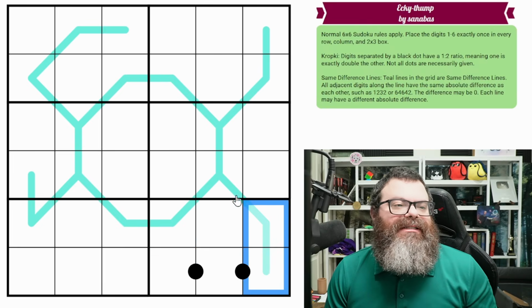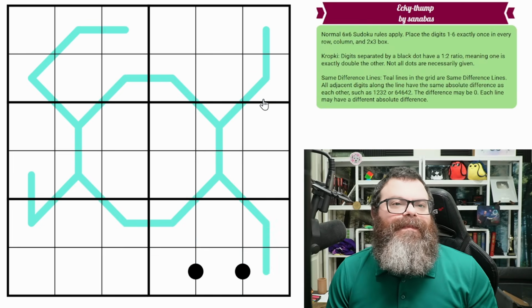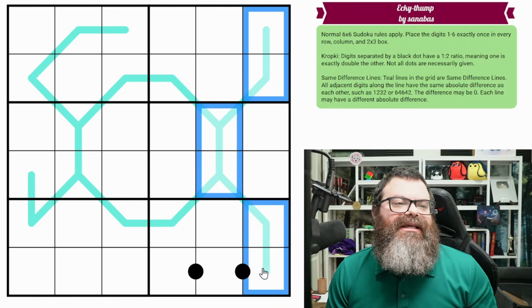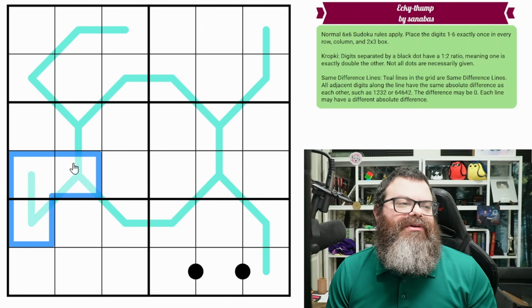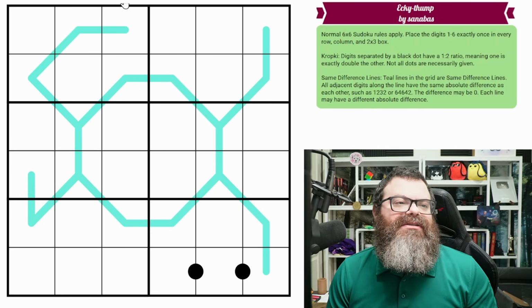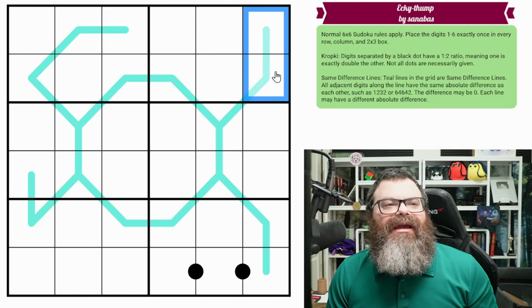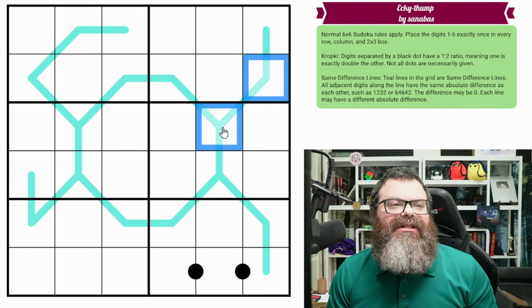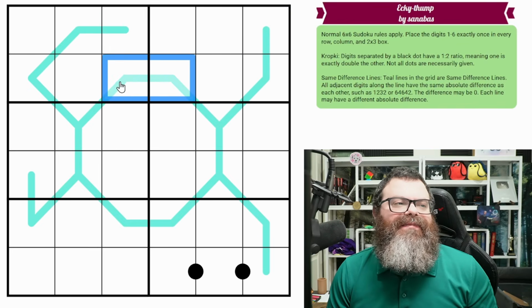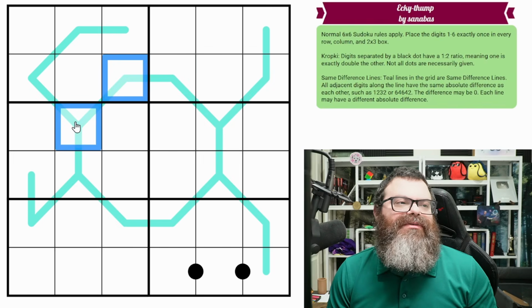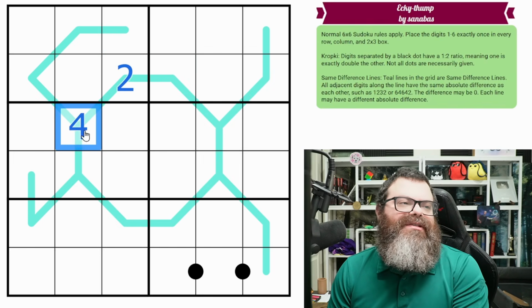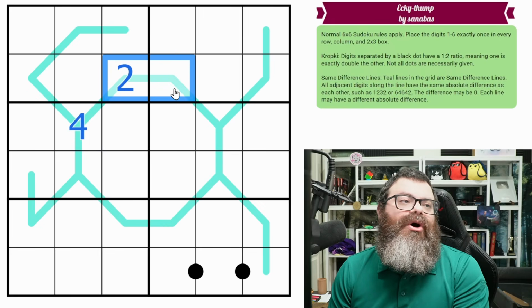All right, we have these same difference lines. This looks like it's all one single line. Like there's no good way to separate it, and so I think this is all one line. And so any two adjacent digits on the line have the exact same difference as each other. Now it's the absolute difference. So if this were 2 and this were 4, then that's a difference of 2. And that would mean that these two also have a difference of 2.